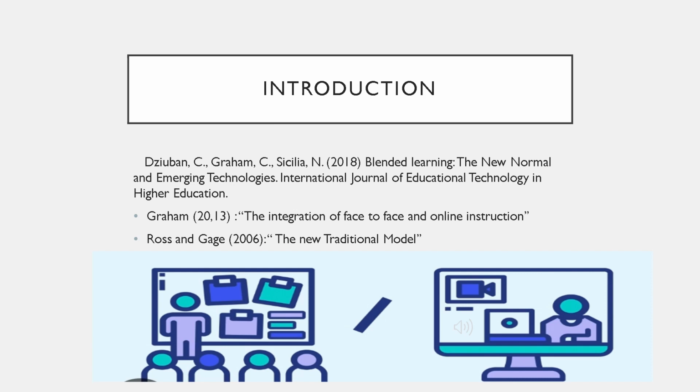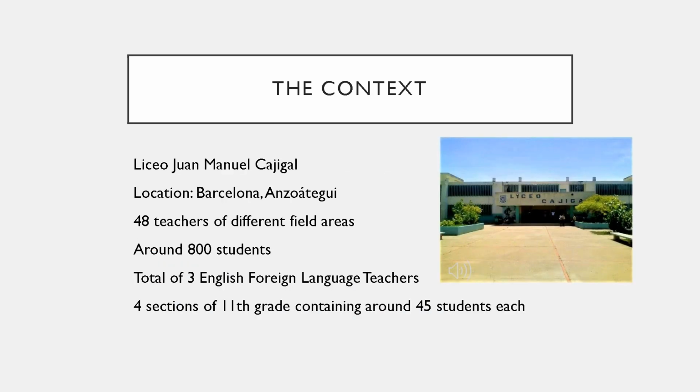In this research, we are going to apply the flipped classroom approach of blended learning to 11th grade students that attend Liceo Nacional Juan Manuel Cajigal. Liceo Juan Manuel Cajigal is located in Barcelona, Anzoátegui, Venezuela. It has a total of 48 teachers in different field areas, and it has around 800 students. There are a total of 3 English as a foreign language teachers, and presently there are 4 sections of 11th grade containing around 45 students each.